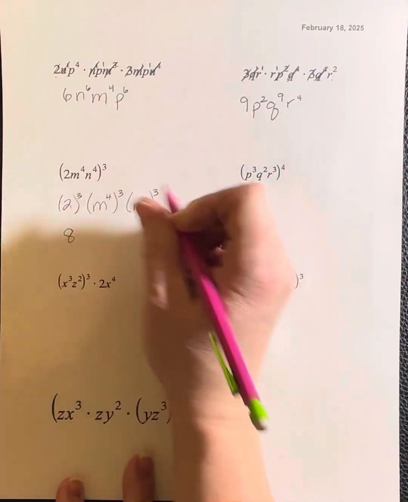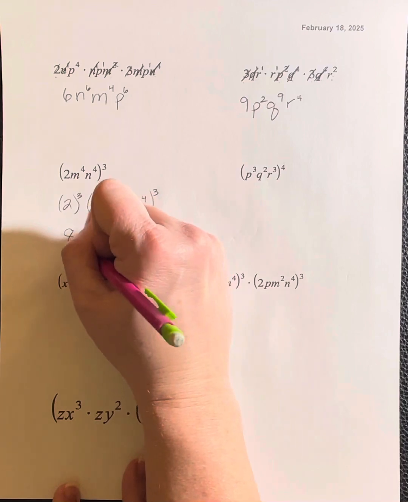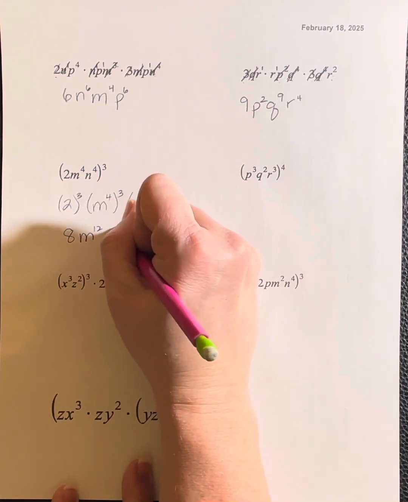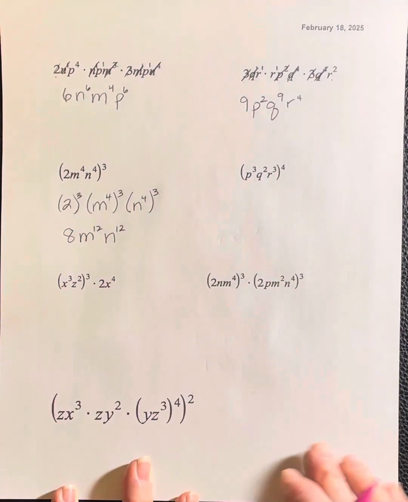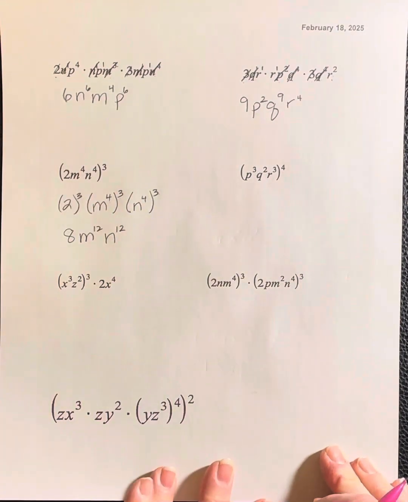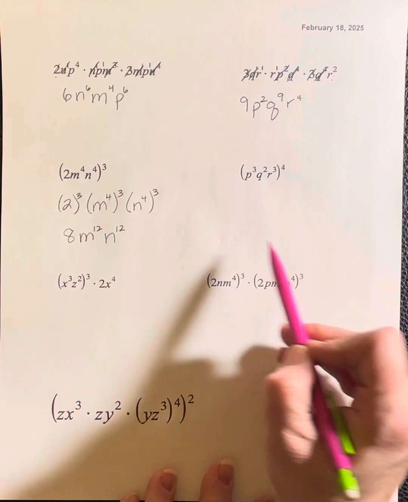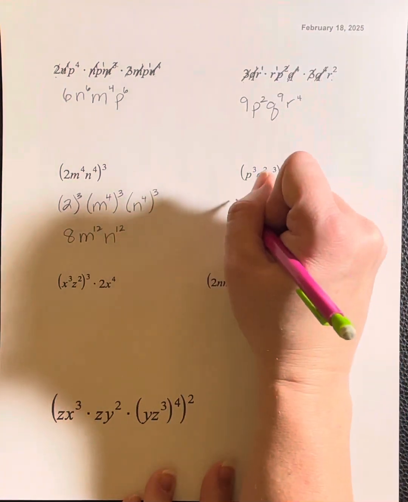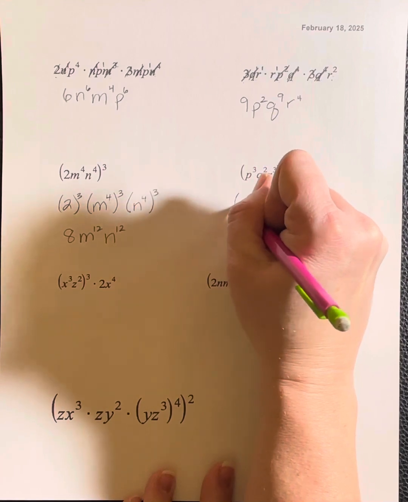So I have 8 power to a power, multiply; m to the 12th power to a power, multiply. There we go. Same thing. If you want to pause it, try it yourself first, you can. I'm just going to keep going.